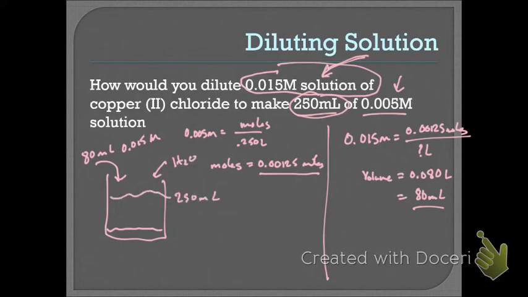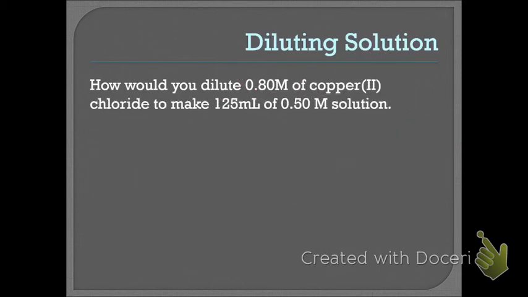Okay? All right, here's another problem. How would you dilute 0.80 molar copper(II) chloride to make 125 milliliters of 0.50 molar solution? It's the same method here, right? I know I have 0.50 molar, and I want it to be 0.125 liters. I want to figure out how many moles I need. So 0.5 times 0.125, the number of moles would have to be equal to 0.0625.